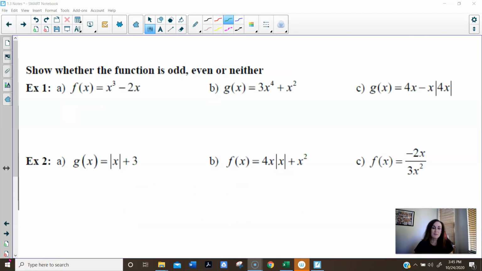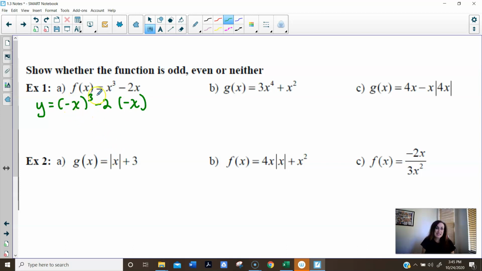So here are some problems we're going to try, and we're going to determine if the function is odd, even, or neither using the algebra test. Looking at example 1, we're going to take x and replace it with the opposite of x. I can just write y equals if you want. I have x, so I'm going to replace it with the opposite of x, cubed, subtract 2 times the opposite of x. Then what you want to do is simplify.